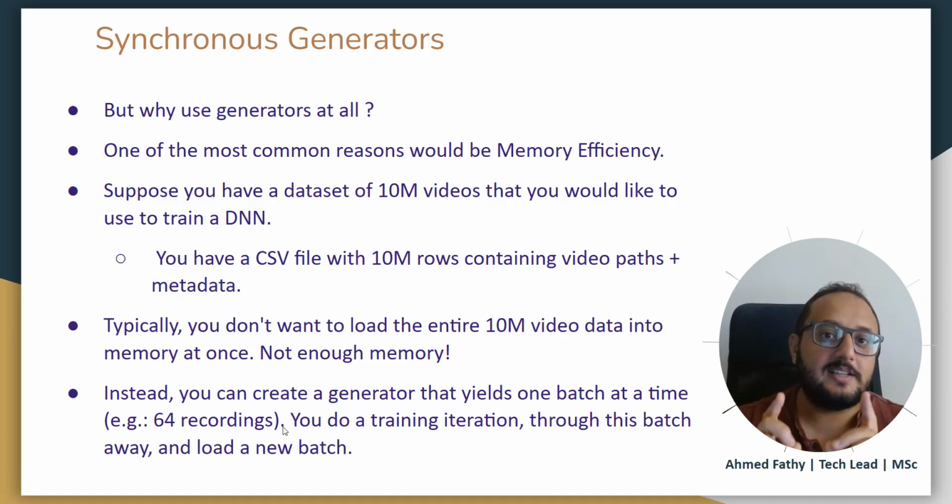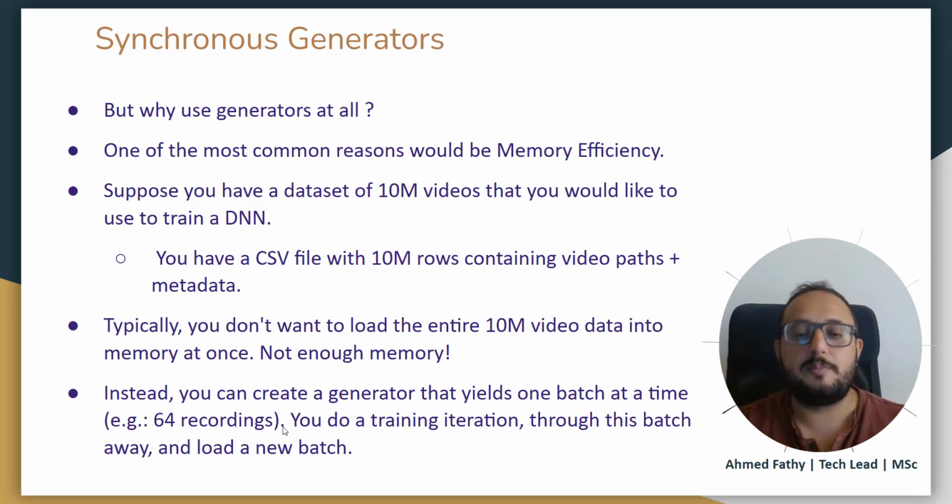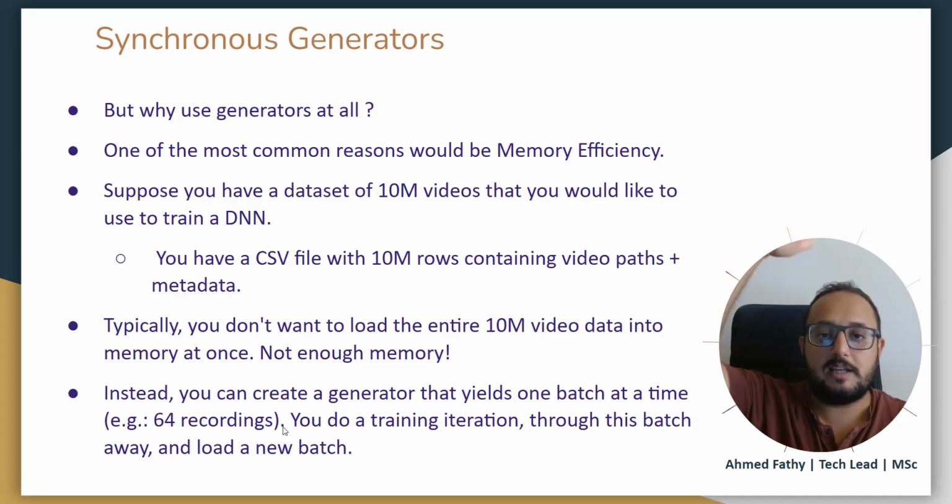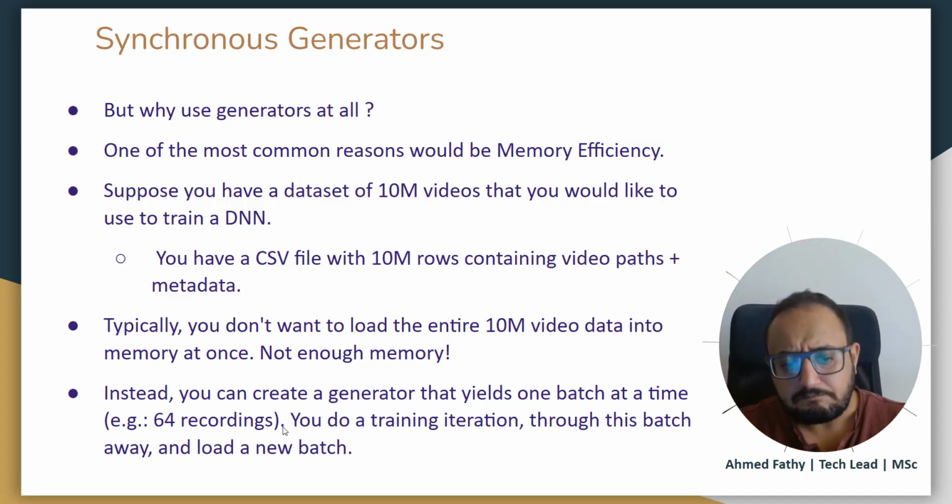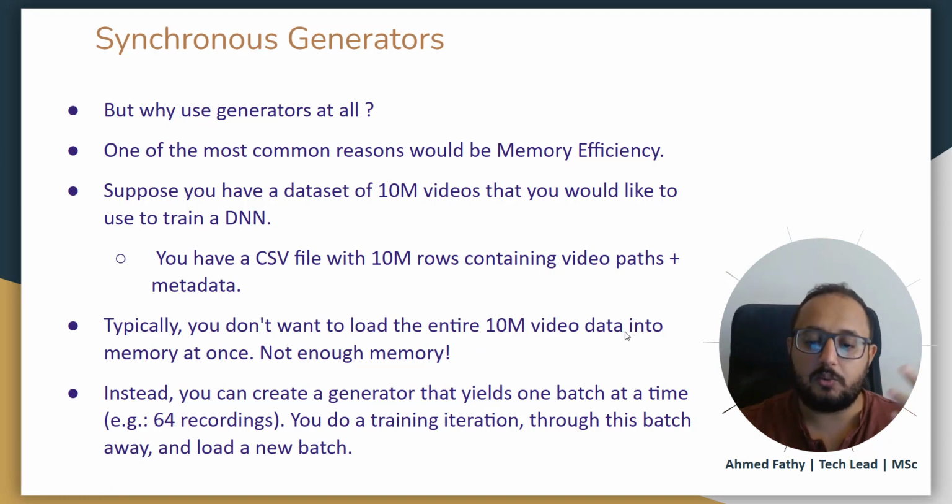However, loading 10 million videos into memory, where every video could be 1 gigabyte or 10 gigabytes, that's huge, right? So you typically wouldn't want to load 10 million videos, but you are fine with just loading 10 million rows in a data frame. Typically you don't want to load the entire 10 million video data into memory at once. Instead, you can create a generator that yields one batch at a time.